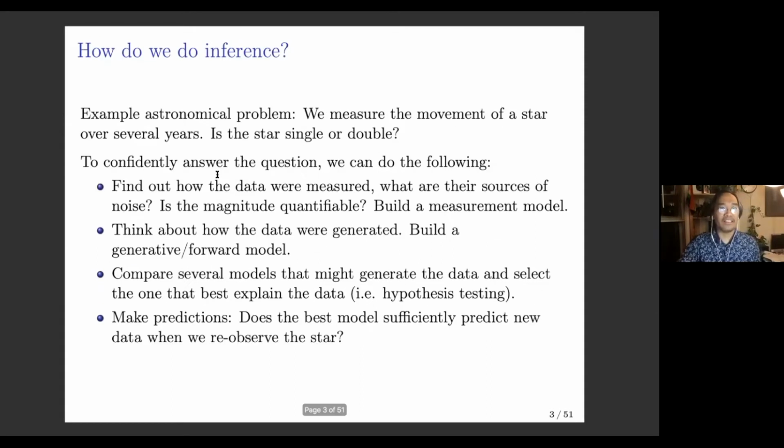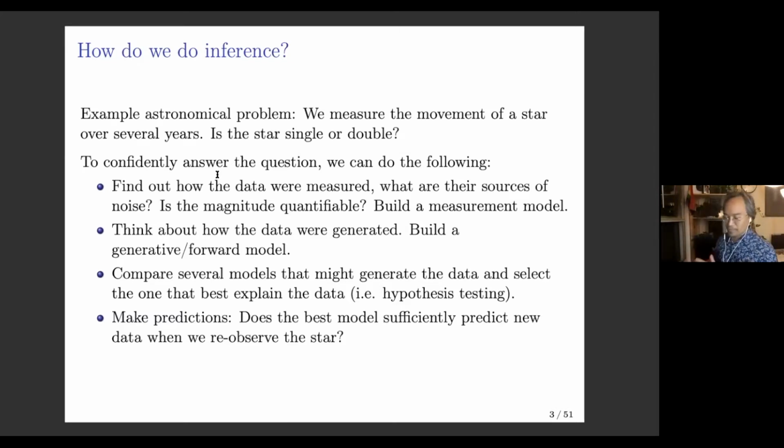Right, and so how do we deal with this? I'm going to give an example of problems that we've been doing for a long time as astronomers. Collectively, Bosca Observatory people know this. I did that in the past as a student, and right now I'm also doing that as an astronomer, where we measure the position of stars over several years. Now, is the star single or double? That's a question. So how do we answer that?